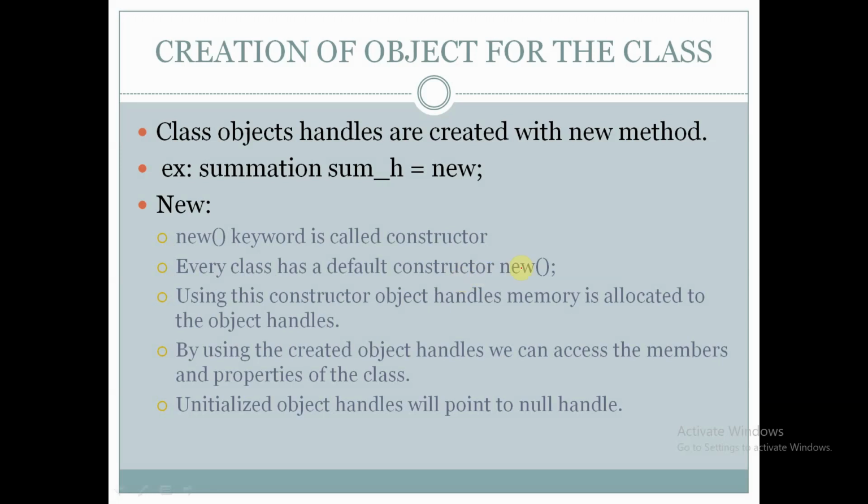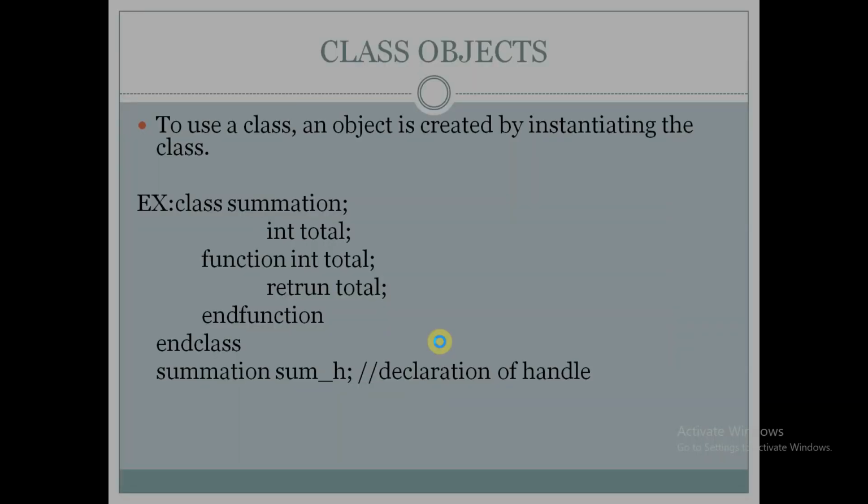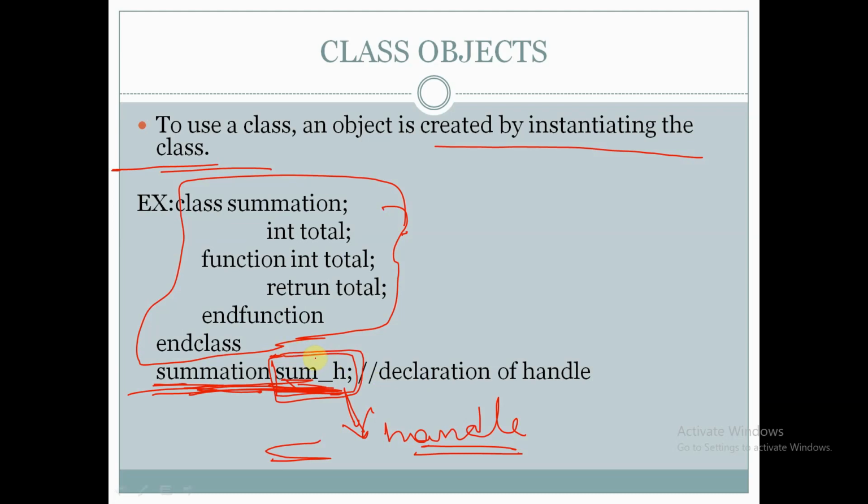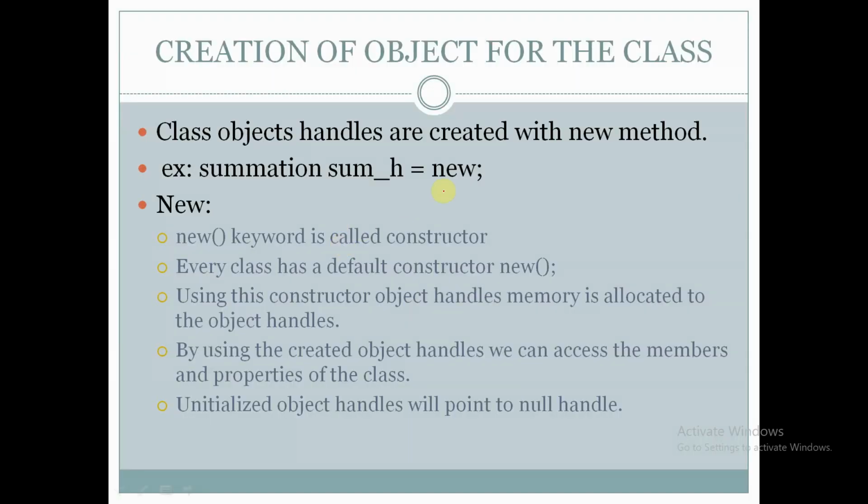So for creation of objects, first we have to create a handle for the class. Then by using the keyword new, we will create an object for the handle, like this: summation sum_h is equal to new. By using this new keyword, object handles are created.